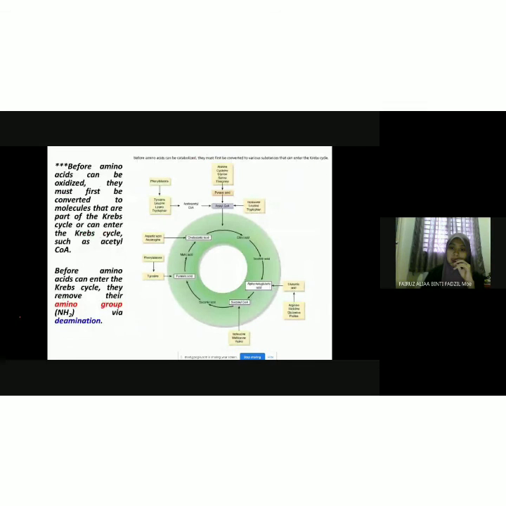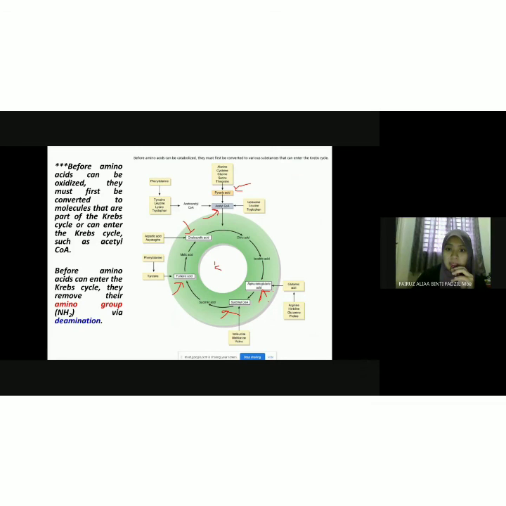For your information, all the amino acids can be used as reactants for aerobic respiration. So this is the overall picture. This is pyruvic acid, known as pyruvate. And then this is acetyl-CoA, and this is oxaloacetate. This is alpha ketoglutarate. And then this is fumarate, and this is succinyl-CoA. So this whole thing is the Krebs cycle.